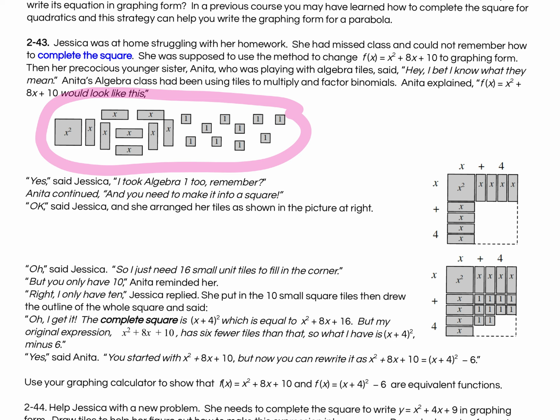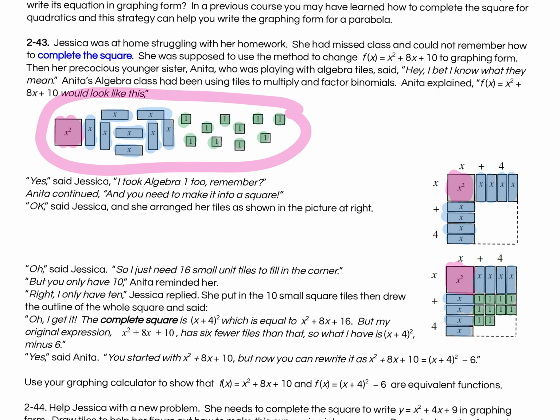So what she then did is she took those algebra tiles and moved them around. The x squared was in the corner, and then all of the x tiles ended up being placed in equal parts across the top and across the side. So in other words, to the right of x squared and below x squared, we placed the same number of x tiles. And then from there, she took all of the individual unit tiles and tried to fill in as much of that square as she could.